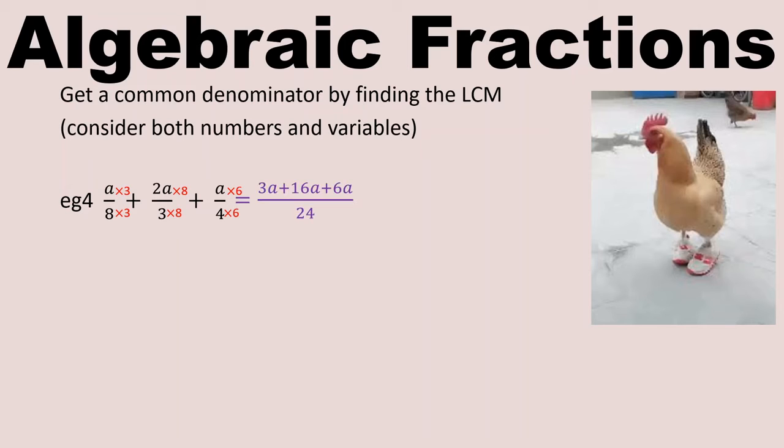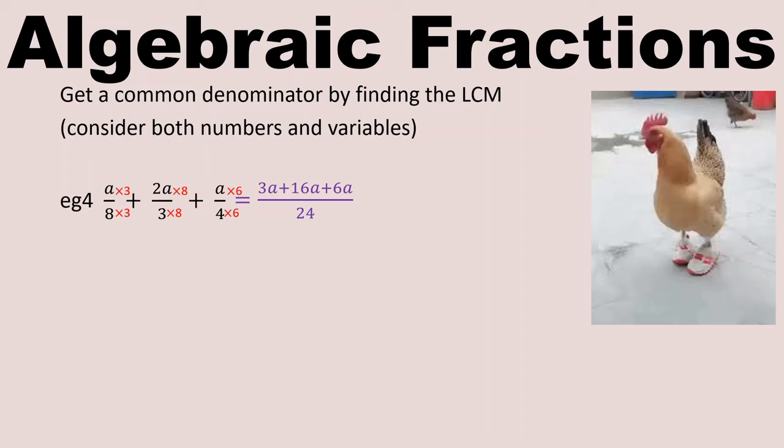So I've got 3a plus 16a plus 6a over 24. The denominator does not change. We've got a common denominator for that reason. So let's just have a look at our numerators now. They are all like terms. They are all some number of the same variable.